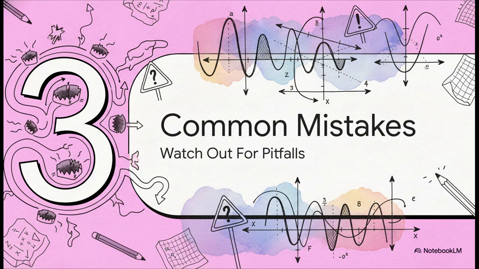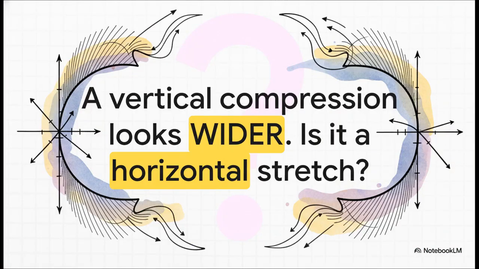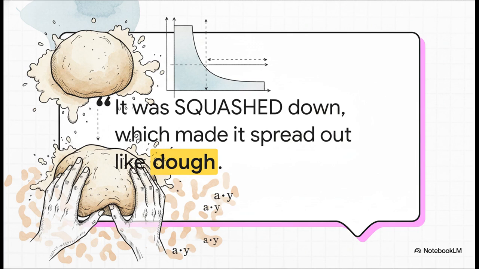Because honestly, knowing where the traps are is half the battle. Okay, here it is. The number one point of confusion. We just saw that when you compress a graph vertically, it makes it look wider, right? So, is a vertical compression actually the same thing as a horizontal stretch? What do you think? This is my absolute favorite analogy for this. It's best to think about the primary action. The function was squashed down vertically, but a side effect of squashing something like a ball of pizza dough is that it spreads out sideways. So while it might look wider, the transformation we actually performed was vertical. If you just focus on that x, a times y rule, it keeps everything crystal clear.